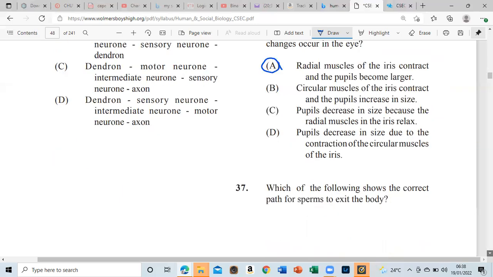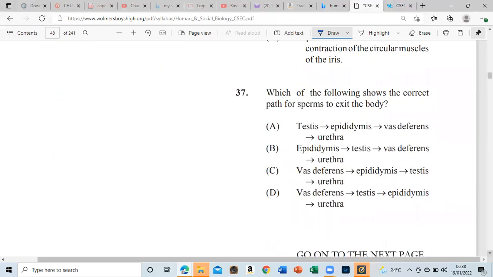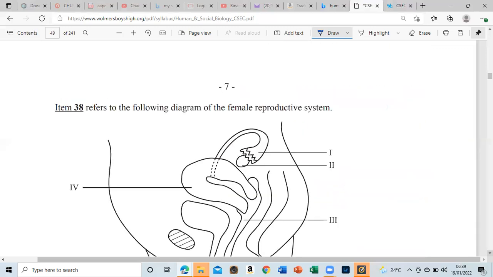Let's move on to 37. Which of the following shows the correct path of sperm to exit the body? Is it A, the testes, the epididymis, the vas deferens, and the urethra, B, the epididymis, testis, vas deferens, and the urethra, C, the vas deferens, the epididymis, testis, and the urethra, or D, the vas deferens, the testis, the epididymis, and the urethra? And number 37 is A, testes. This is where it is, man. This is where it is. Our testes, our most precious gift.